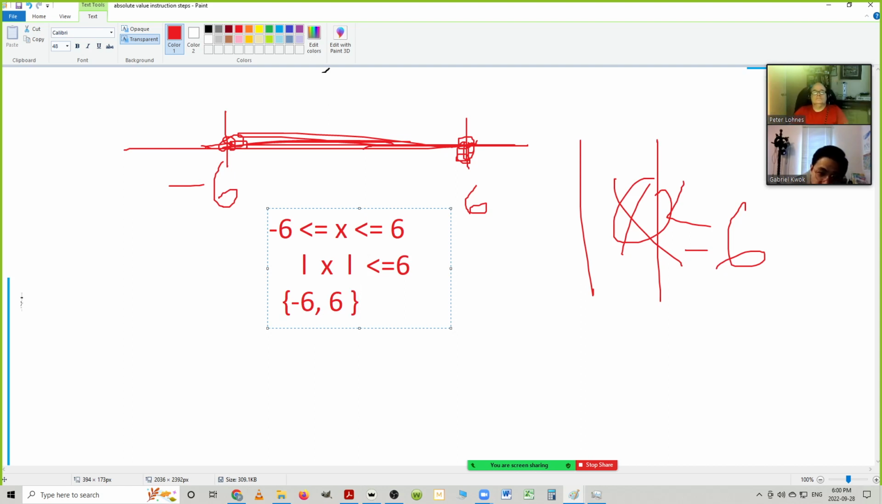Isn't it supposed to be a square bracket? Yeah, you might be right. It's supposed to be a square bracket. The square bracket means that it's larger or smaller or equal to that value and not just larger and smaller than. That means it's larger or equal to -6 and smaller or equal to 6.